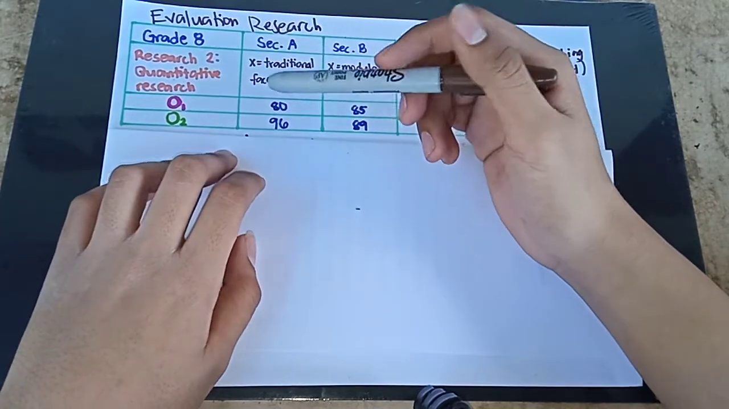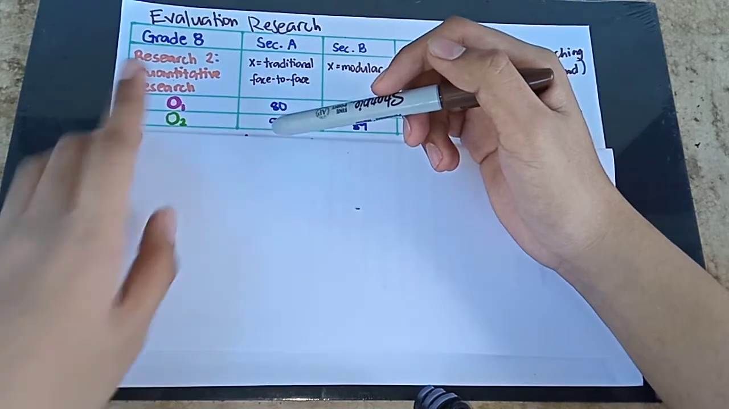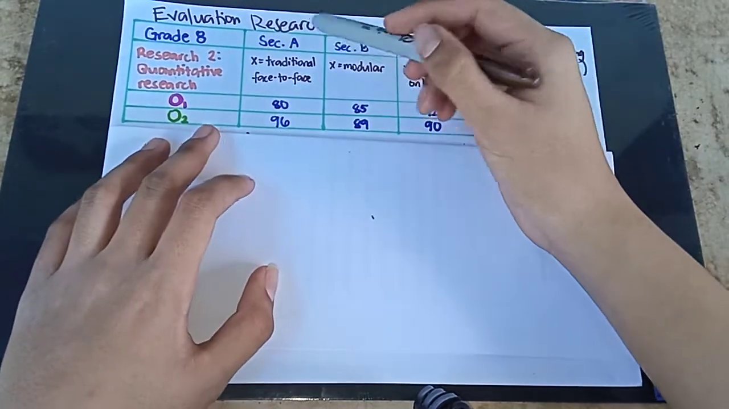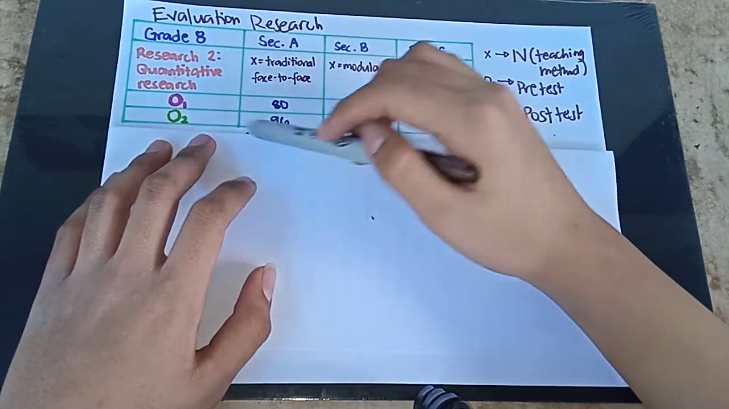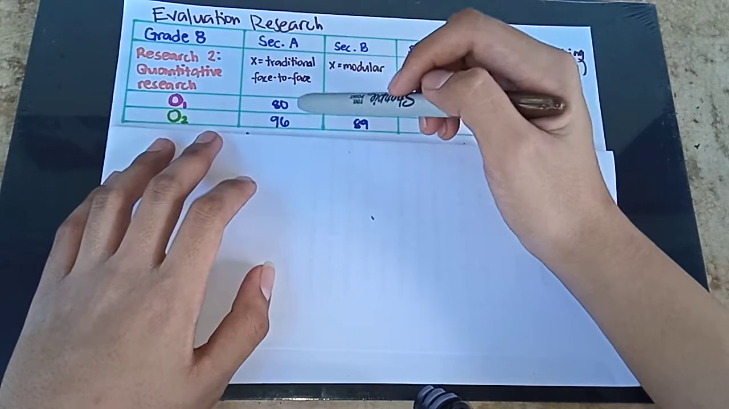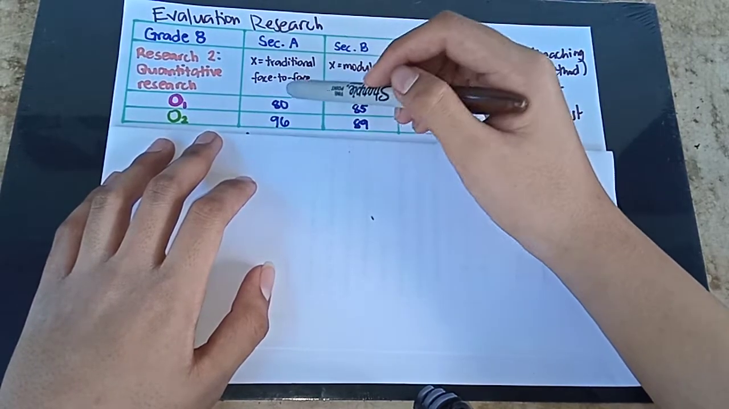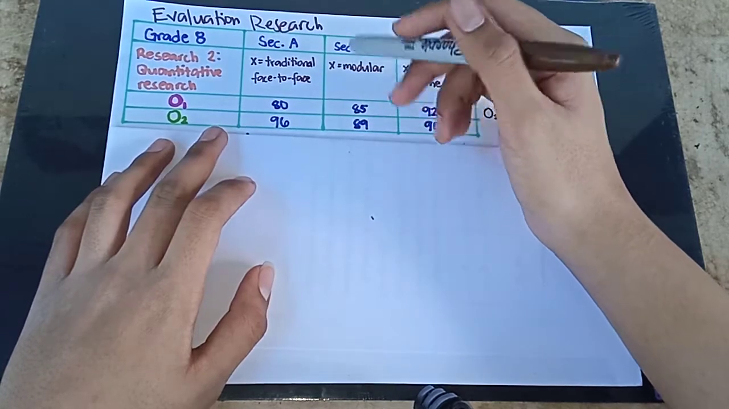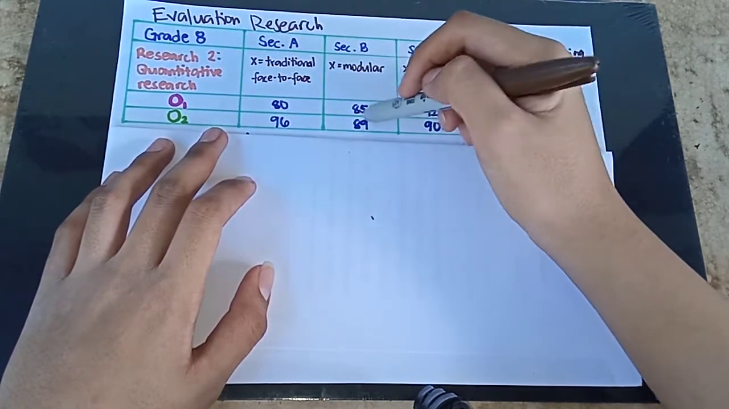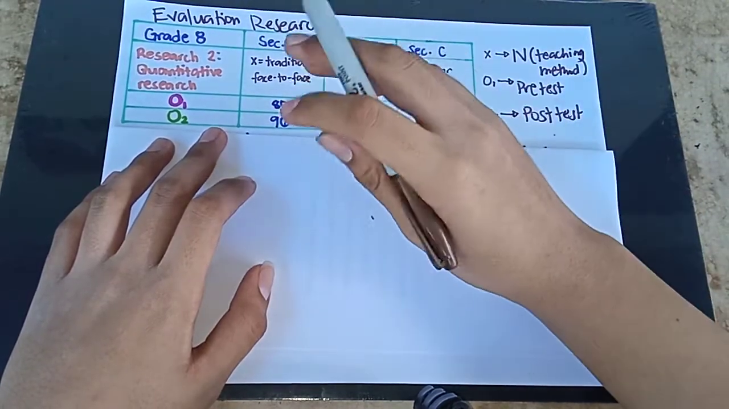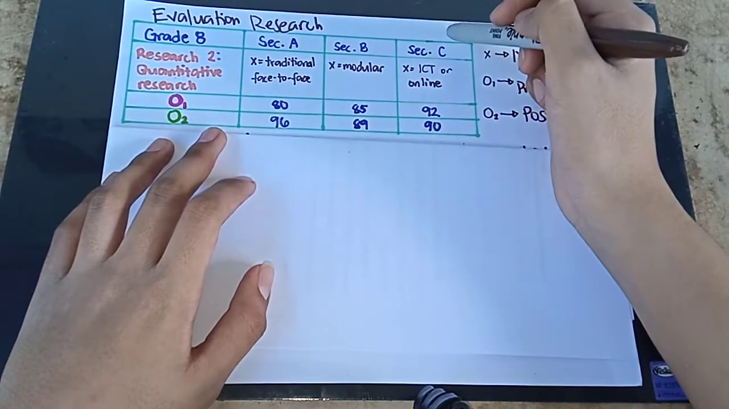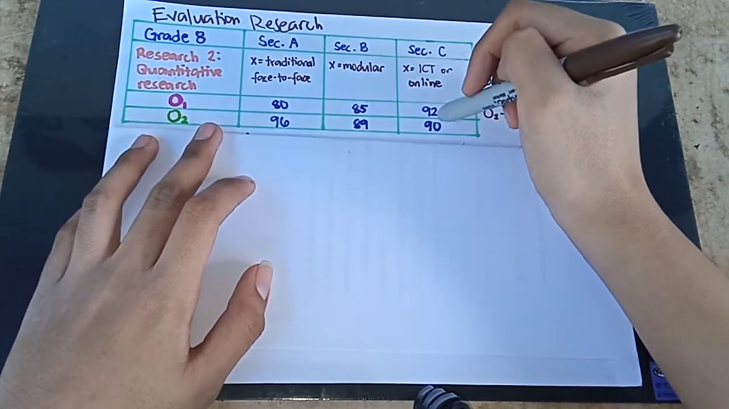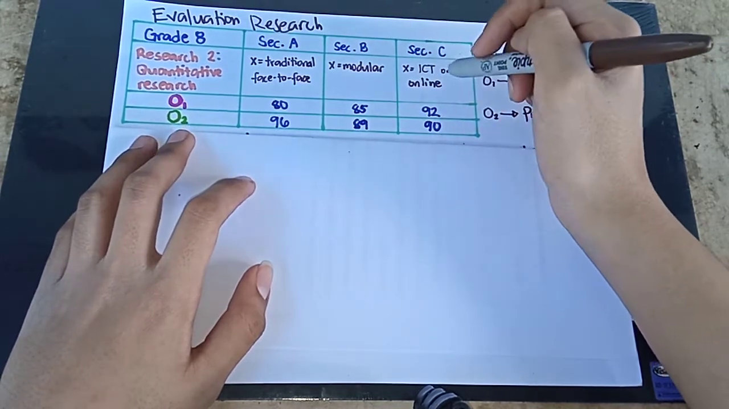And after some thorough assessment, there was a post-test. O sub 2 means post-test. Section A, after taking the post-test assessment, yielded an average post-test score of 96, which is much higher than the pre-test score of 80. Section B yielded a post-test average score of 89, which is somewhat higher than its average pre-test score. Section C yielded an average post-test score of 90, which is lower than its average pre-test score.